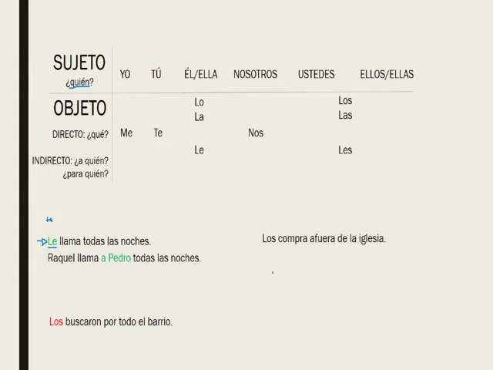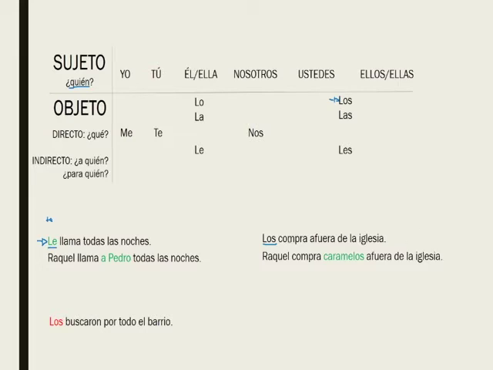Los compra afuera de la iglesia. This los is a direct object pronoun. Los compra afuera de la iglesia. Now I want to know what. What does she buy outside church? She buys candies. Remember, she buys candies for this kid Jaime. So Raquel compra caramelos afuera de la iglesia. Raquel los compra afuera de la iglesia.